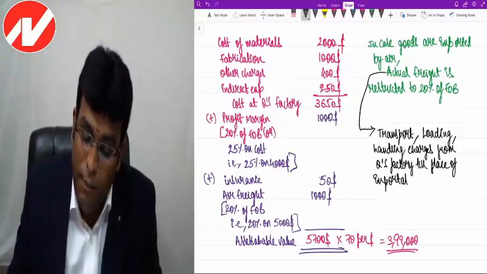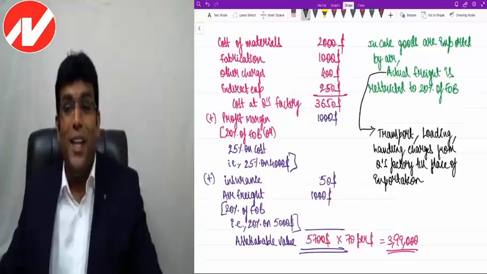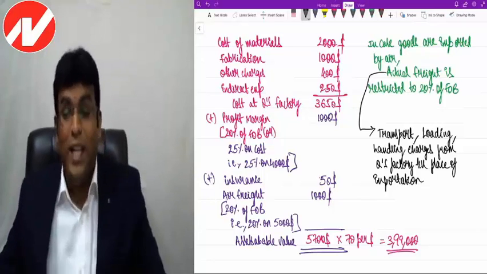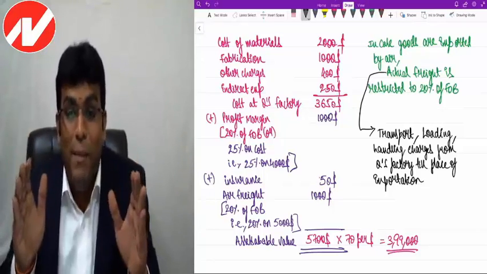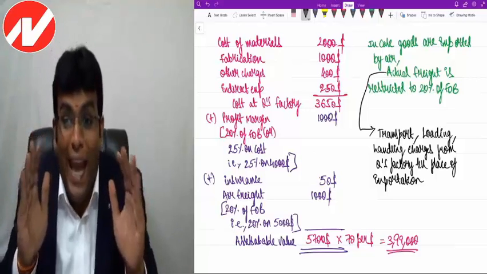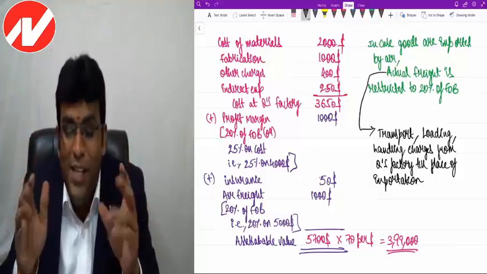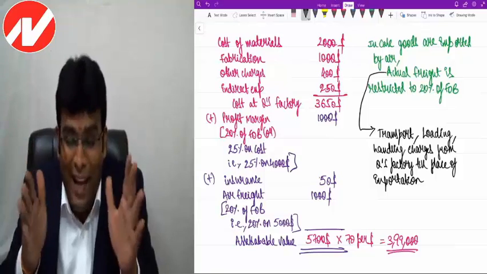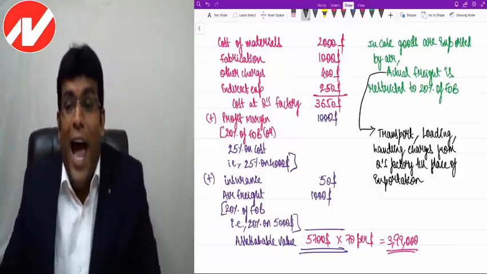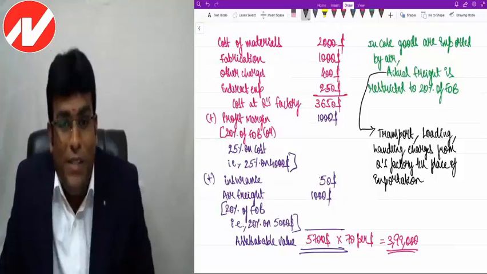Q's factory till place of importation. That is the point you have to understand very clearly, my dear friends. I repeat one more time: whenever goods are imported by air, actual freight is restricted to 20% of FOB.